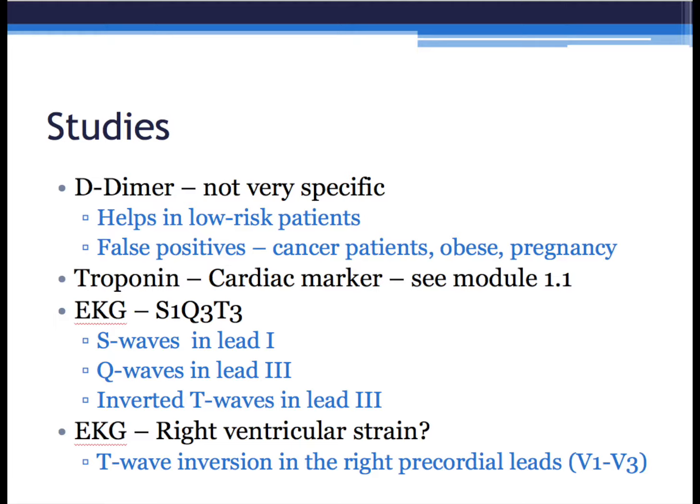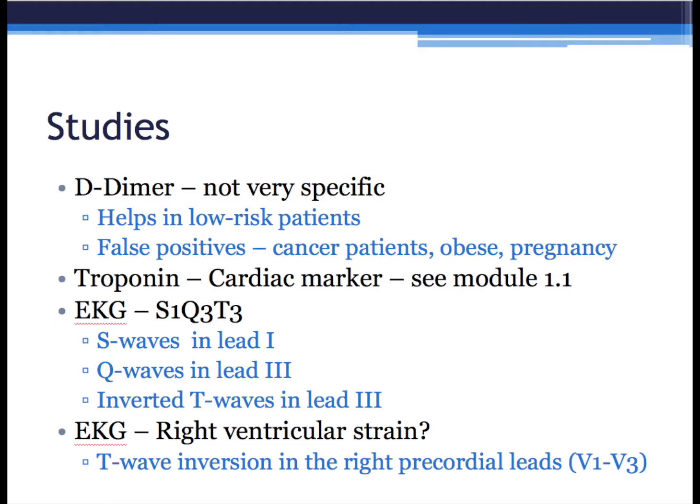Troponin is a cardiac marker, something that we've discussed previously. It's obviously always going to be in our differential. We see heart attacks at the age of 21, 30. It really is not an age-related diagnosis for heart attacks. So it's always got to be in our differential if someone comes in short of breath.